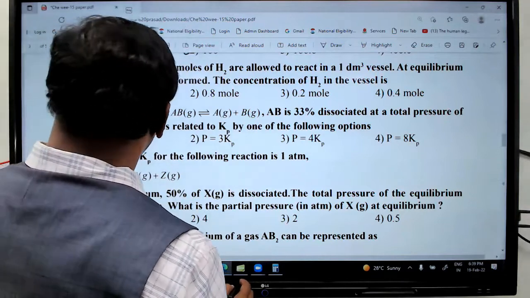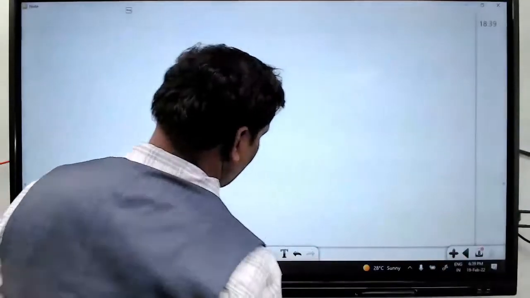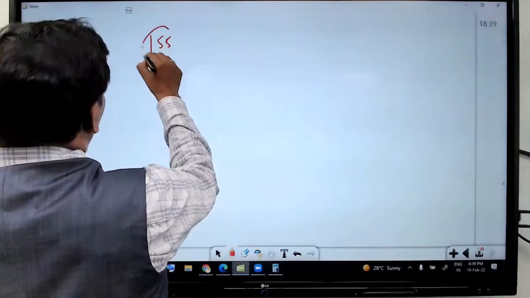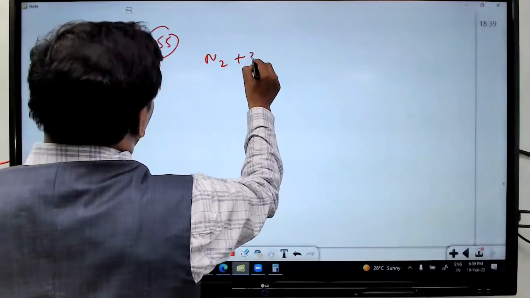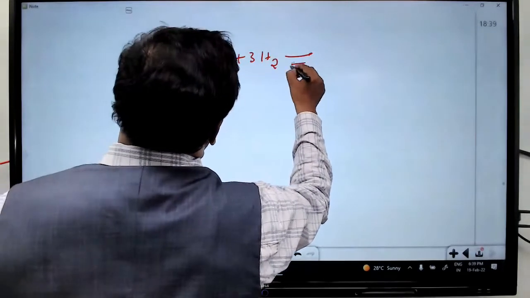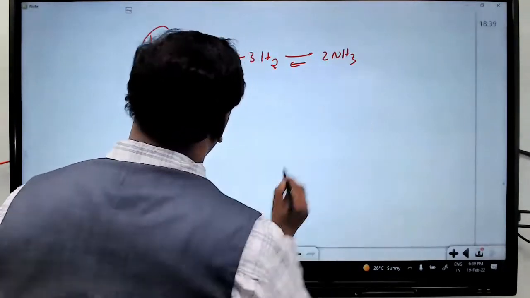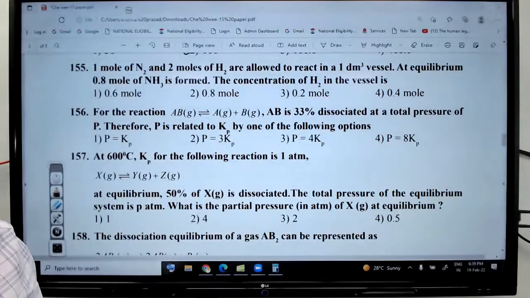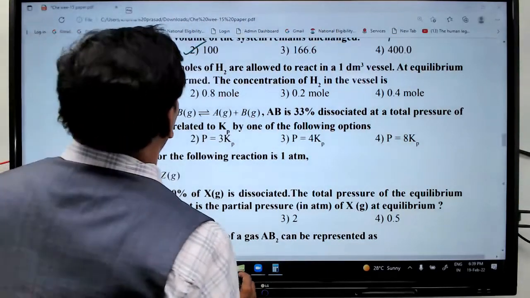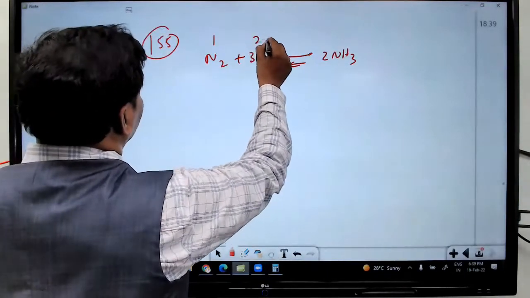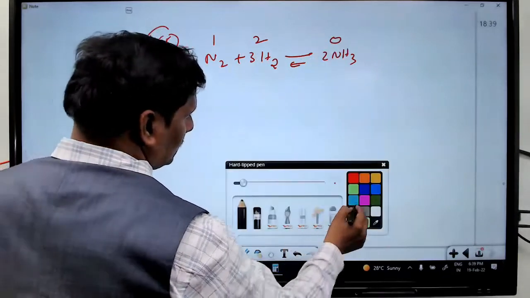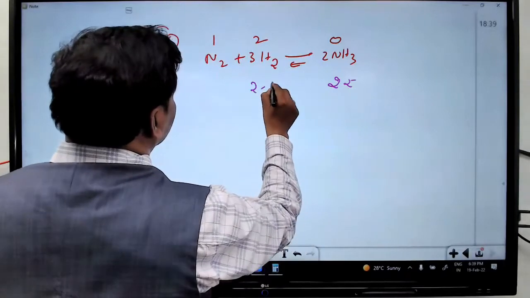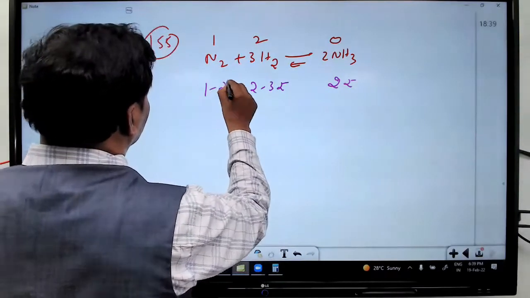Question number 155. N2 plus 3H2 gives rise to 2NH3. See how much is given: 1 mole of N2, 2 moles of H2, 0 of NH3. At equilibrium, 1 minus alpha, 2 minus 3 alpha, 2 alpha.